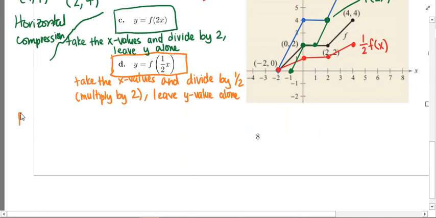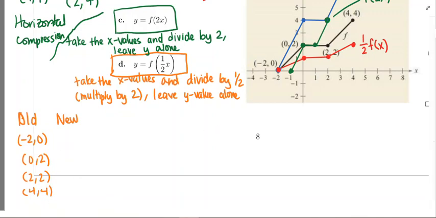All right, so let's see here. We've got old and new. Let me list these guys out. So we've got negative 2, 0. I'm going back to the black graph. Negative 2, 0. And then we've got, let's see, I've even lost my black points here. So 0, 2, 2, 2, 4, 4. Okay, here we go. We're going to take the x values and divide by 1/2.